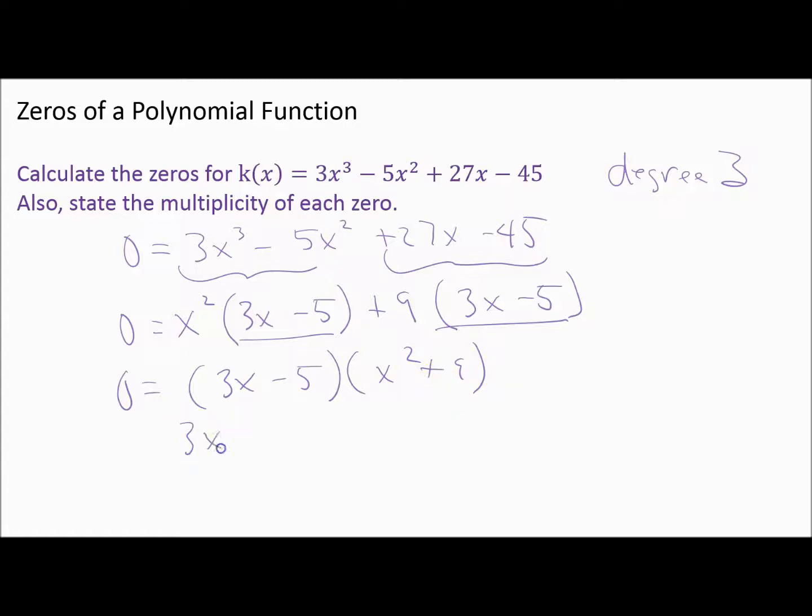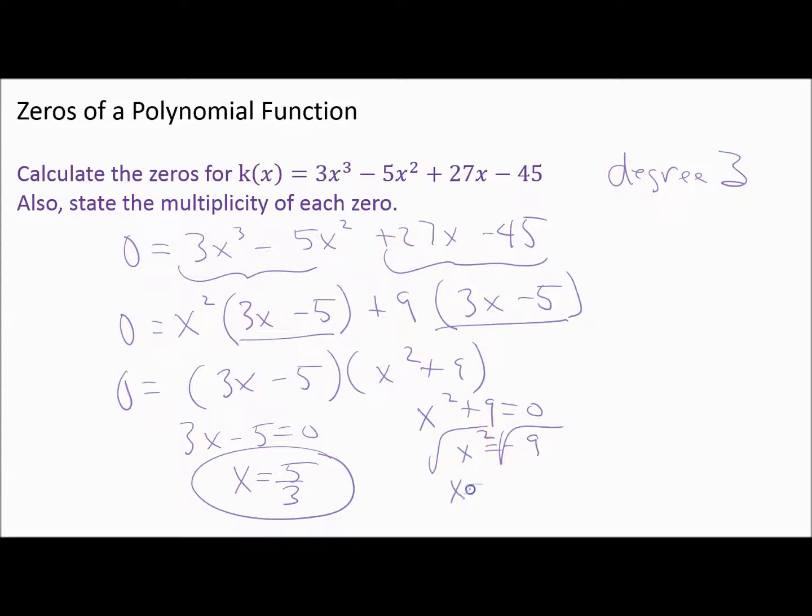So let's keep going. 3x minus 5. I add the 5, divide by 3, and I get x equals 5/3 is one of my zeros. x squared plus 9 equals 0. I'm going to subtract the 9 and use the square root property. Remember, when you use the square root property, you must put a plus or minus in front of your result. The square root of negative 9, you know, is plus or minus 3i.